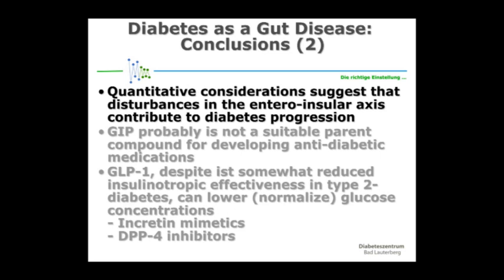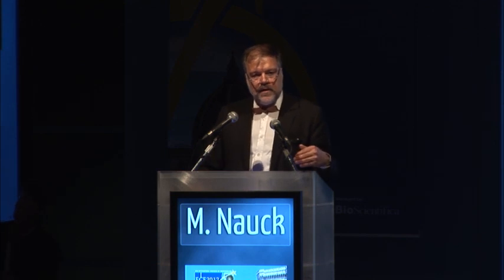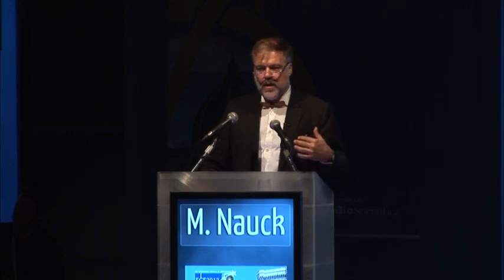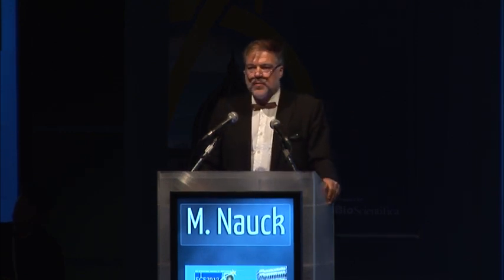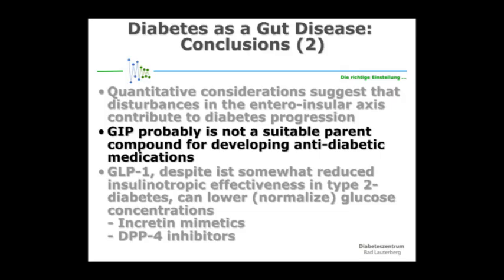Quantitative considerations, and I've not gone into that very deeply, suggest that disturbances in the Entero-Insular Axis in type 2 diabetes contribute to diabetes progression, because if the cells neither respond to glucose nor to incretins, but incretins normally have a 2/3 contribution to the insulin secretory response. If you take that away, I think it's very logical that this will lead to the progression. For those reasons, GIP, in my view, probably is not a suitable parent compound for developing anti-diabetic medications.